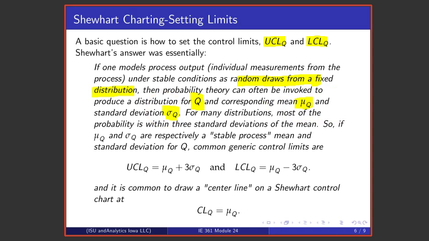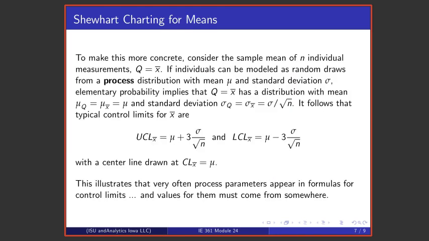Typically, most of a distribution is within 3 standard deviations of its mean. So if this mu and this sigma are the stable process mean and standard deviation for what's going to be plotted, one might take the mean plus 3 standard deviations and the mean minus 3 standard deviations and use them respectively for the upper and lower control limits for Shewhart control charting, for deciding whether a process is stable or is not stable.